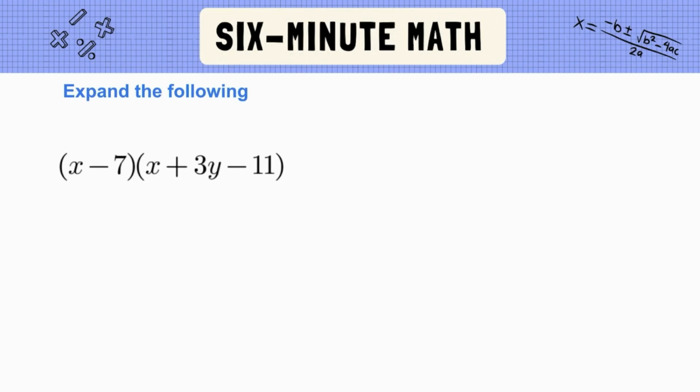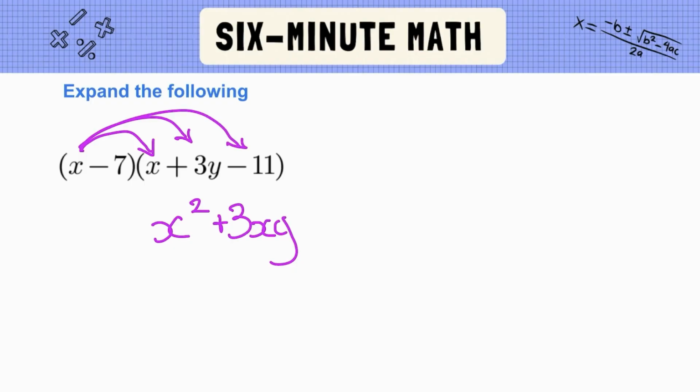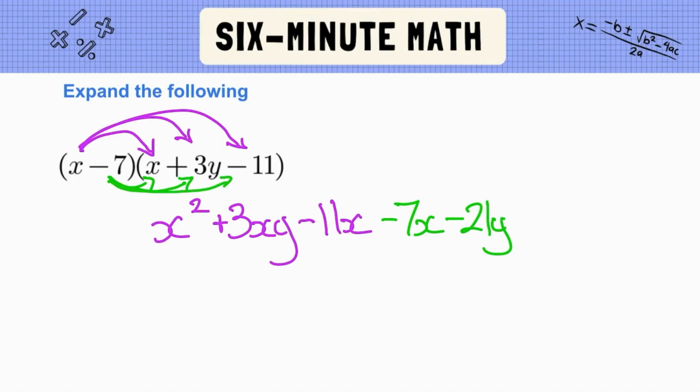One more binomial times a trinomial. X times x is x squared. X times 3y is positive 3xy. And then x times negative 11 is negative 11x. Negative 7 times x is negative 7x. Negative 7 times 3y is negative 21y. And negative 7 times negative 11 is positive 77.